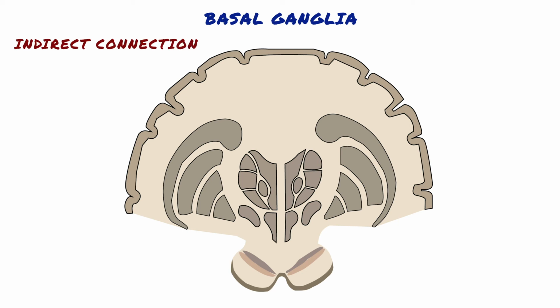Indirect connection. The impulses coming from the cerebral cortex to the neostriatum activate the inhibitory neurons that transmit efferent fiber to the globus pallidus externa. Thus, inhibitory fibers which go to subthalamic nucleus from globus pallidus externa are inhibited. Activator neurons in the subthalamic nucleus send efferent fibers to the globus pallidus interna and pars reticularis of the substantia nigra.